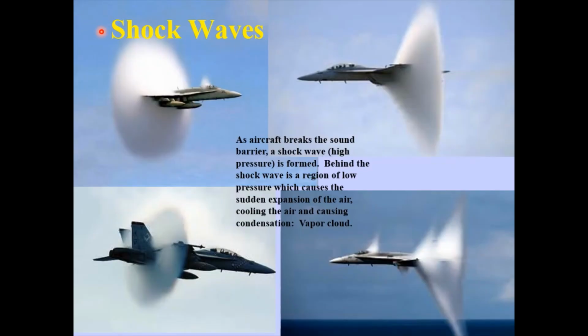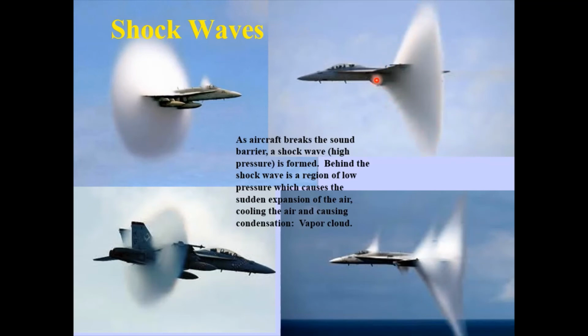Here's a couple more interesting examples of shock waves. As an aircraft breaks through the sound barrier, there's a shock wave, which is high pressure that's formed, but behind the shock wave is a region of low pressure, which causes sudden expansion of the air. And when the air expands, it cools. So this rapid cooling of the air causes condensation of water vapor in the air, and it forms a vapor cloud.